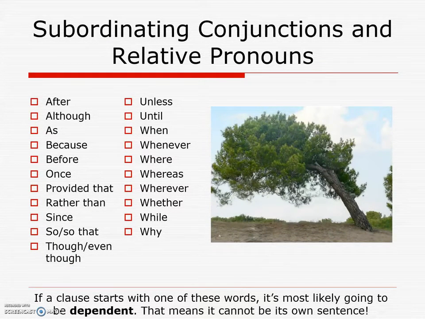Typically this occurs when writers begin a clause with a subordinating conjunction or relative pronoun and then do not connect that clause, introductory clause, to a main or independent clause. So if you begin a clause or a sentence with one of these words, make sure that you are connecting to an independent clause somewhere down the line. Otherwise, you've probably created a sentence fragment.